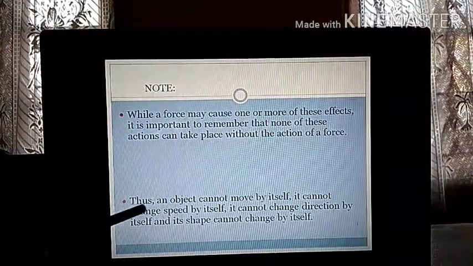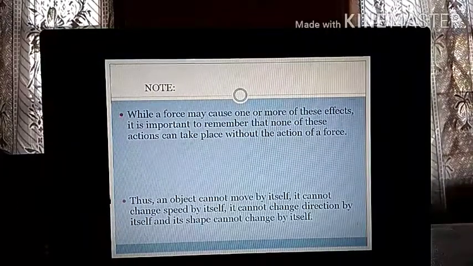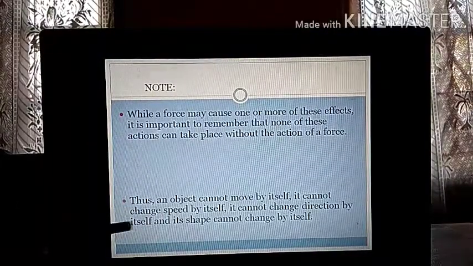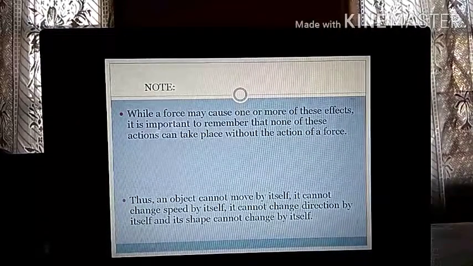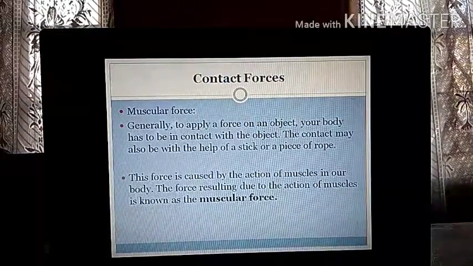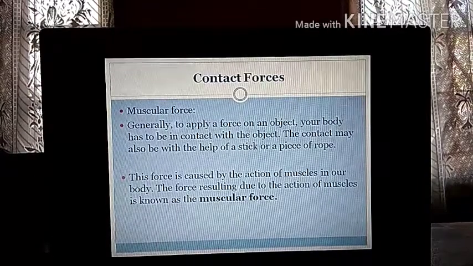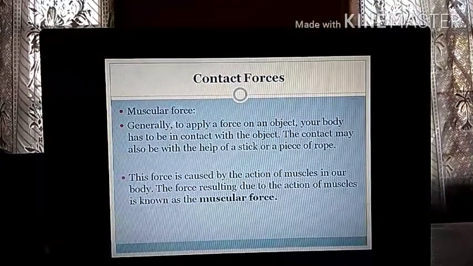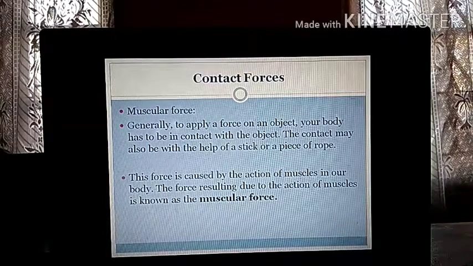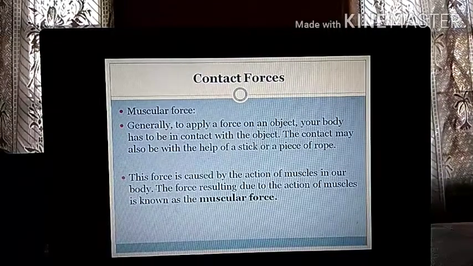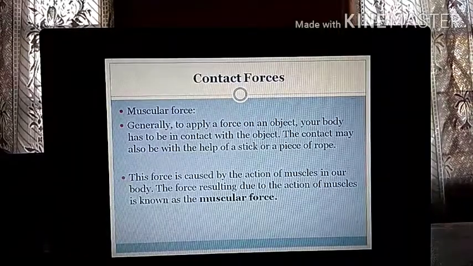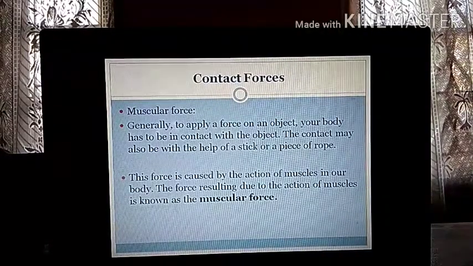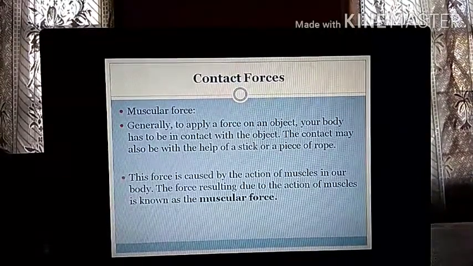Thus, an object cannot move by itself, it cannot change speed by itself, cannot change direction by itself, and shape also cannot change by itself. Okay? Now we come to a very important topic, that is contact forces. Contact forces means when you have contact with the object and apply a force, then only the change in shape or change in direction or change in speed will occur. That means you have to touch the object.